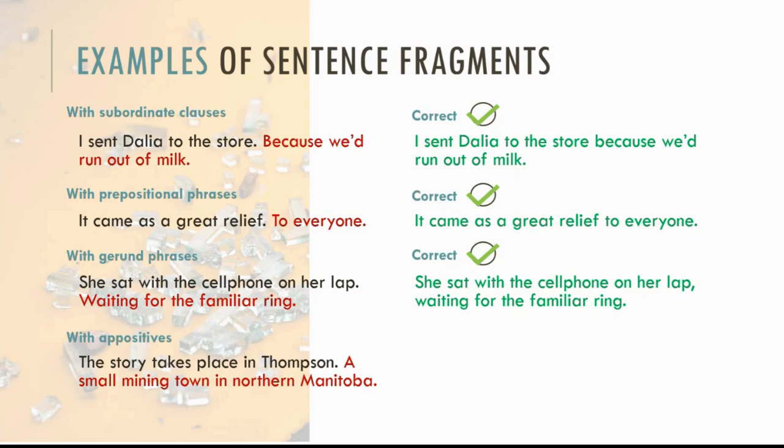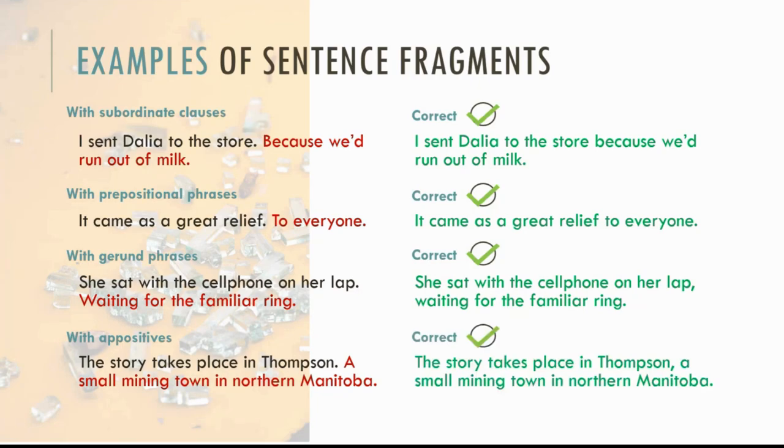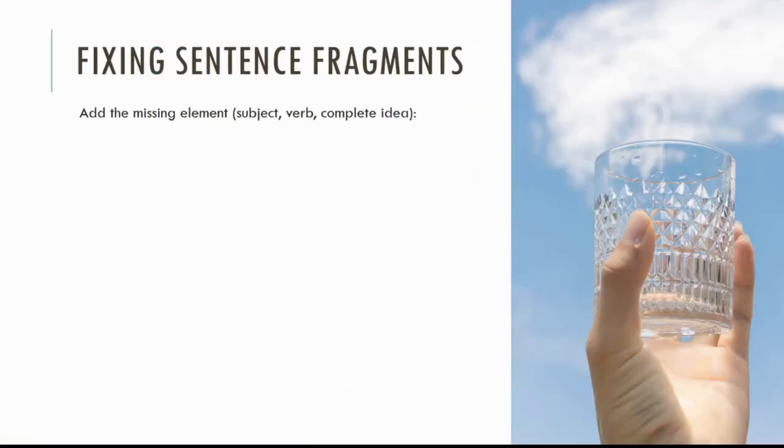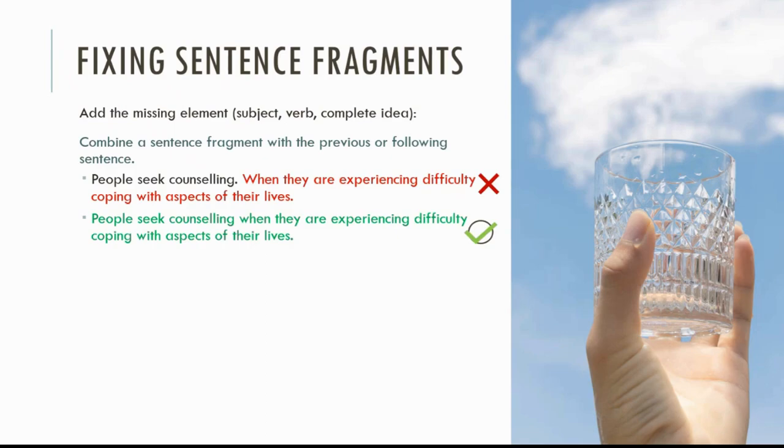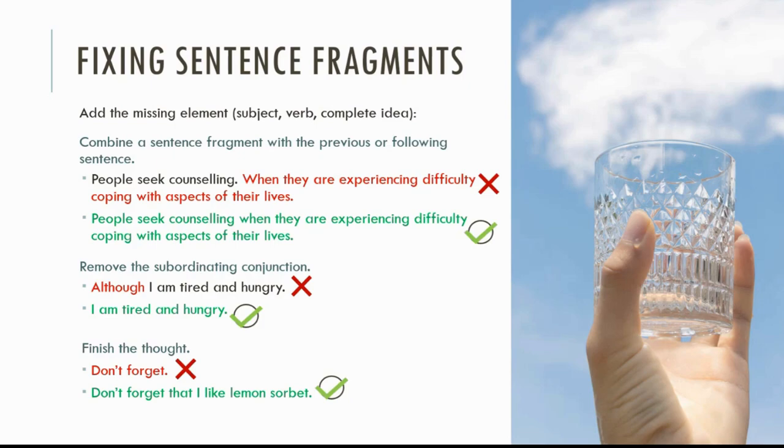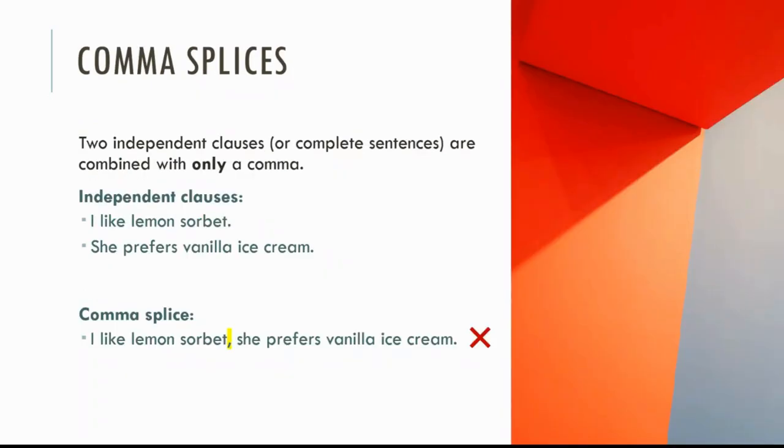And with appositives, information that is a description of something else in the sentence: the story takes place in Thompson, a small mining town in northern Manitoba. Sounds like we'll want to combine that with a comma to make it complete. So you can add the missing element. And you can read more about these later, so we can go on to comma splices. So with a comma splice, you're joining two independent clauses into a compound sentence, like we saw, but you put only a comma between them. That creates an error. I like lemon sorbet, comma, she prefers vanilla ice cream. That's not a strong enough punctuation mark to join two complete sentences. Just a comma. Commas are more going to be used with dependent clauses and phrases, but not two independent clauses.